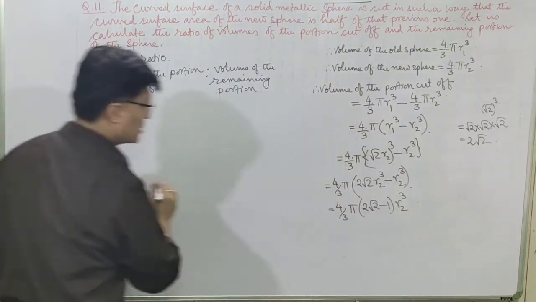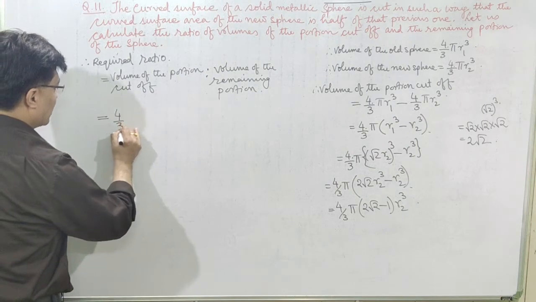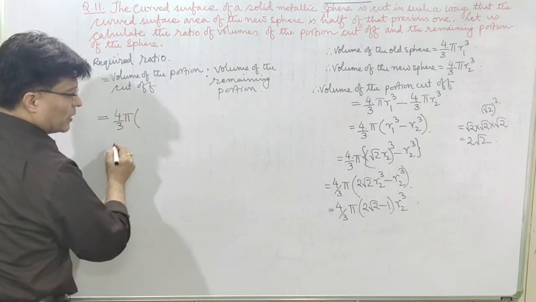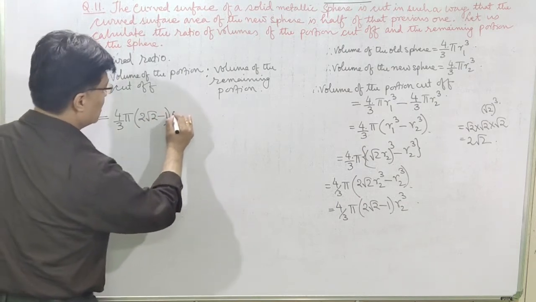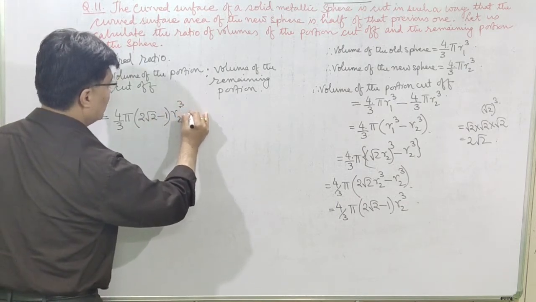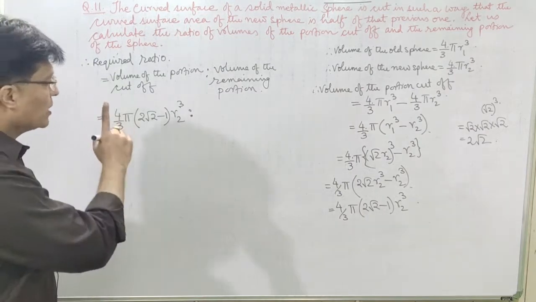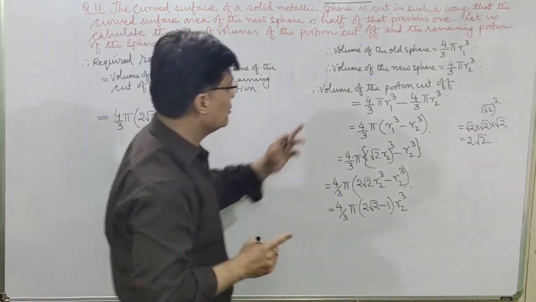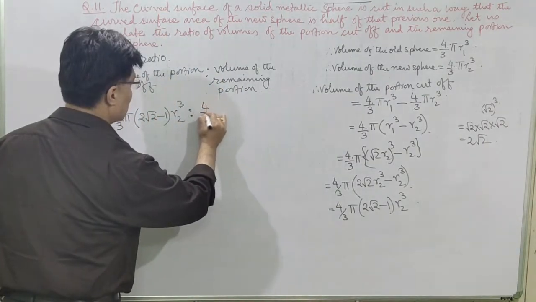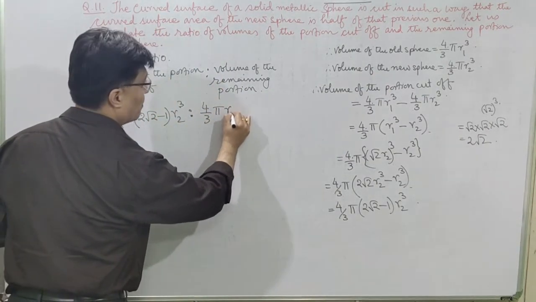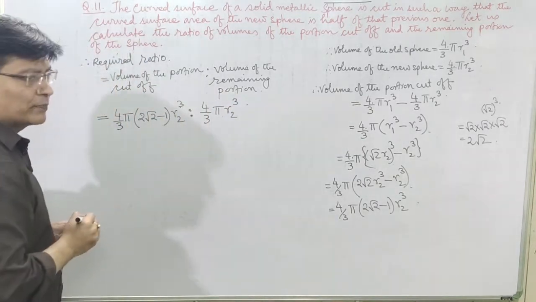This one. Let us write this one: 4/3 pi within bracket 2 root 2 minus 1 bracket closed. This is R2 cube is 2. What is the volume of the remaining portion? That is the volume of the remaining sphere. This is 4/3 pi R2 cube.